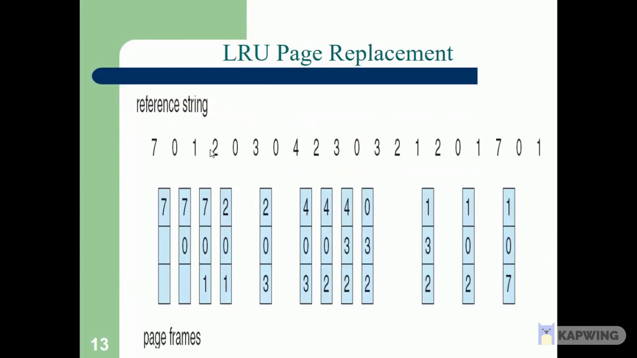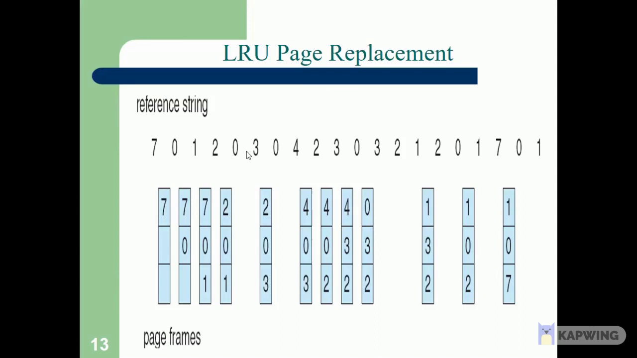Now 2 comes. So which page do we have to replace? 7 was least recently used, so it was used before 1 and 0. So 7 will be replaced here. So we replace 7 by 2, page fault occurs here. So total number of page faults will be here 4.